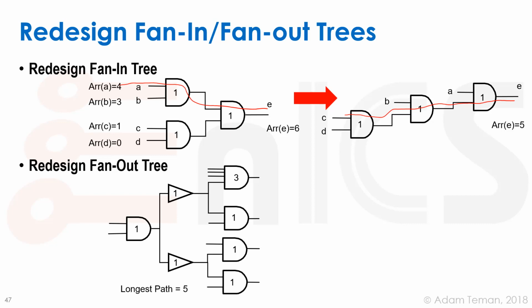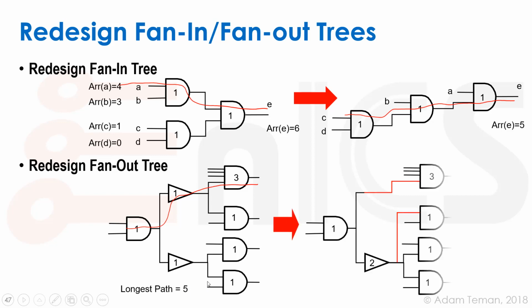Redesigning the fan-out tree is a similar type of a thing. So if we look at here, our longest path is from our AND gate through this inverter, through this 4-input AND gate, which has a large delay, and that took us 5 time units. Well, we can redesign the fan-out tree in this way. We can take our AND gate and directly connect it to this AND gate, so our arrival time through this path will now be 4.